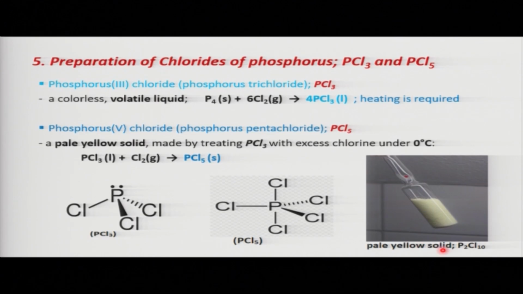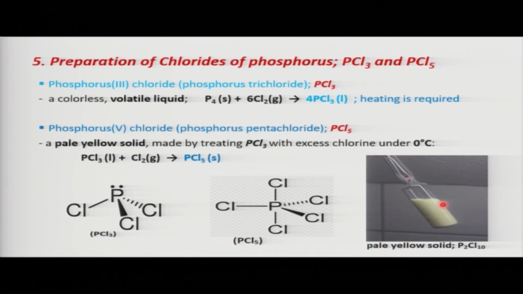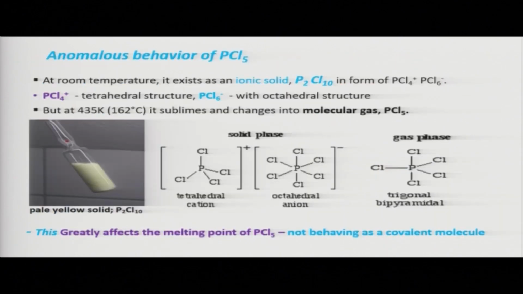Let's quickly look at phosphorus pentachloride, you see the formula I've written, P2Cl10. This is not a mistake. That is actually how phosphorus pentachloride exists in the solid form, this pale yellow. That is how it exists. And let's look at that abnormal behavior. Basically, phosphorus pentachloride has that abnormal behavior. In solid form, it exists as ionic salt.